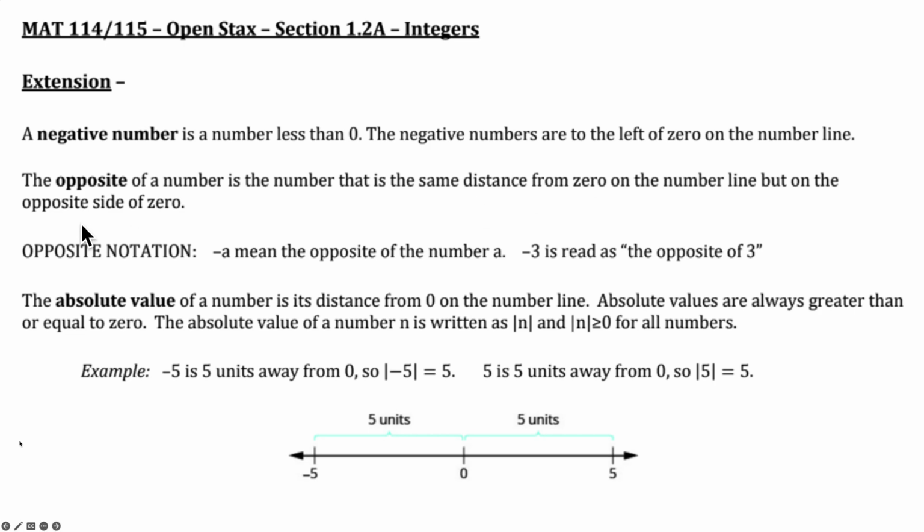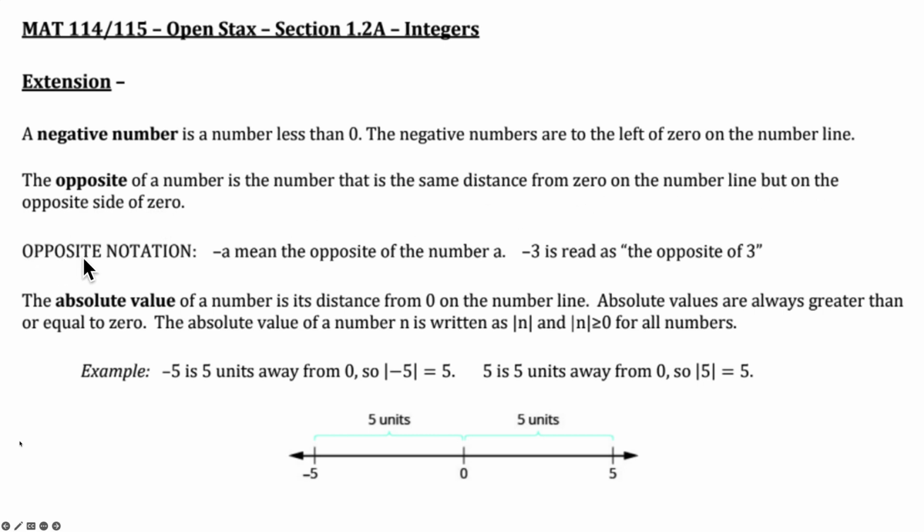Welcome to section 1.2a. A negative number is a number less than 0. The negative numbers are to the left of 0 on the number line. The opposite of a number is the number that is the same distance from 0 on the number line, but on the opposite side of 0.